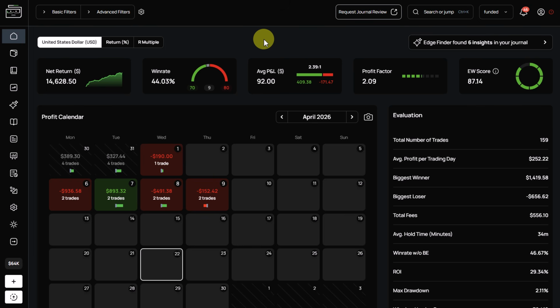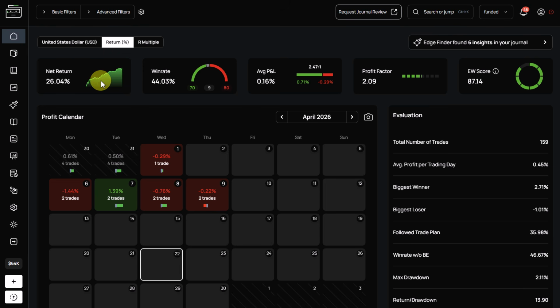So we are looking at a trading journal from one of our users, and he asked us to analyze his data and his trading behavior to see what we can find and help him move forward. At first glance, you can see very nice performance, 26% return over 159 trades. The profit factor of 2.09 is actually really amazing, world class.